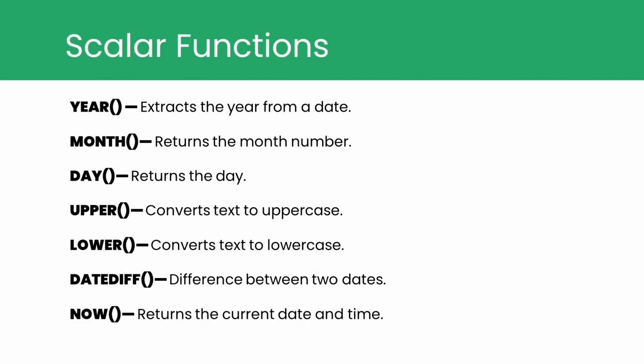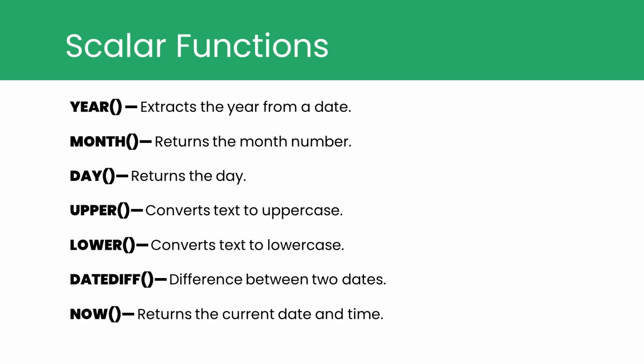Scalar functions work with individual values and return a new result. Examples: year extracts the year from a date. Month returns the month number. Day returns the day. Upper converts text to uppercase. Lower converts text to lowercase. DATEDIFF returns the difference between two dates. Now returns the current date and time.